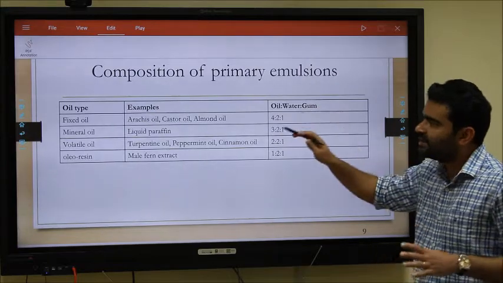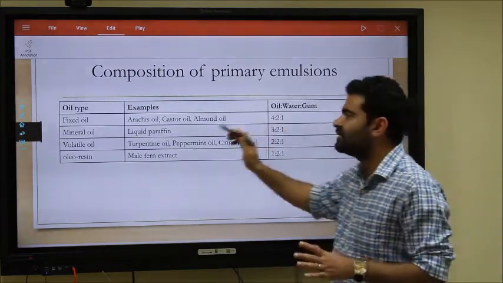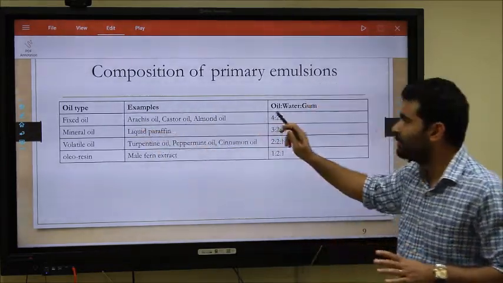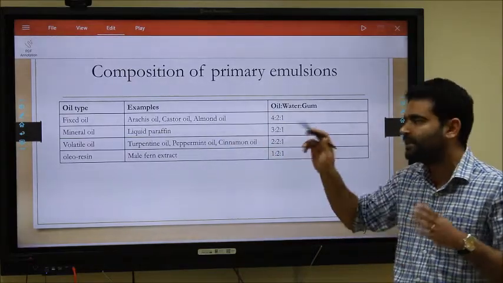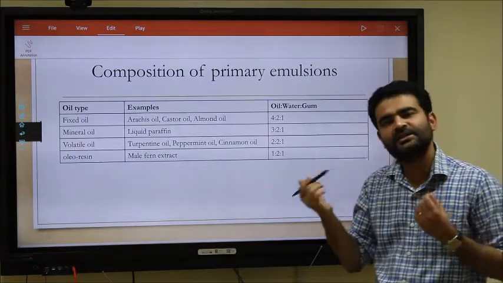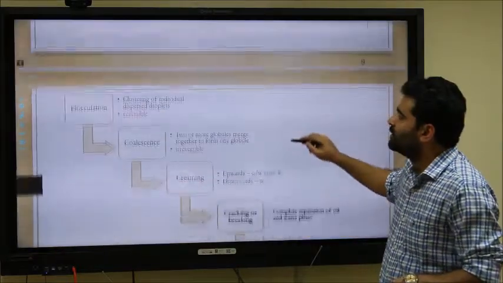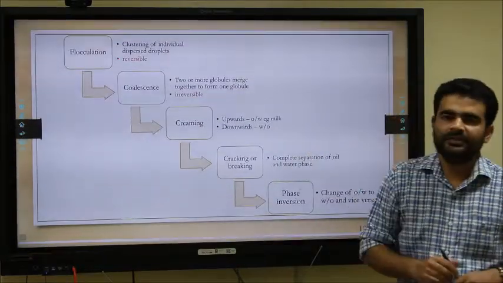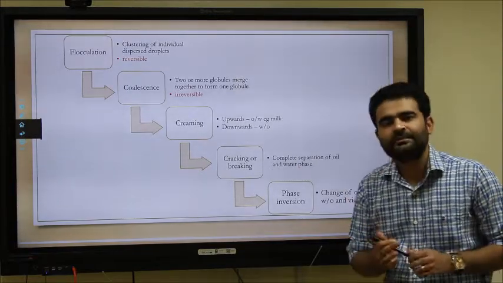So in this chart, you just have to remember the concentration: fixed oil is used in 4 parts, mineral oil is further reduced to 3 parts, volatile oil is reduced to just 2 parts, and oleoresin is added in just 1 part. So moving on to the instability of emulsions, first is flocculation.